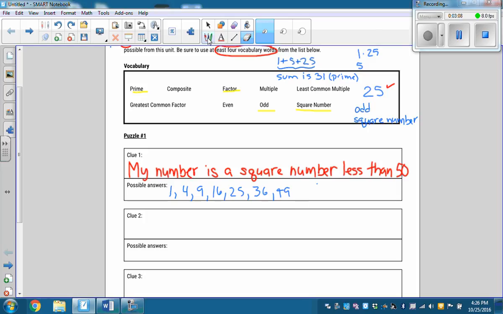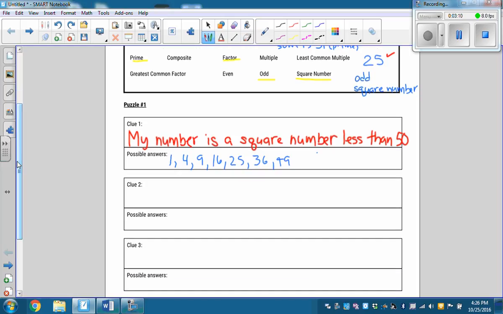Now my next clue is my number is odd. So I've already used the square number vocab, and now I'm going to say it's odd. So now I look at the list above and I get rid of all the square numbers that were even. So now my possible answers are 1, 9, 25, and 49.